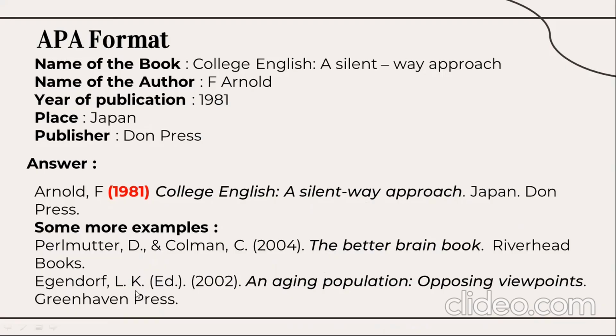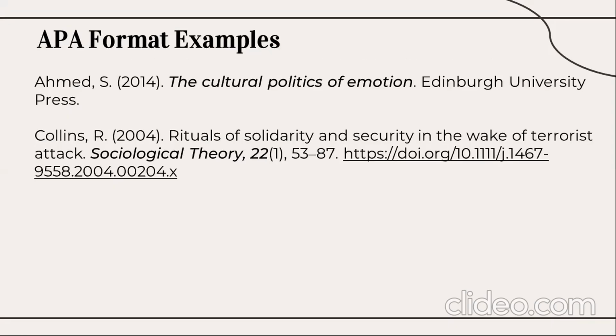Then we have an edited book also by LK Gendorf. So Gendorf, comma LK, in the bracket edited. If it's an edited one, we write the short form ed dot. When was it published? 2002. What's the name of the book? An Aging Population Opposing Viewpoints. Who is the publisher? Green Haven Press. So this is the basic difference between APA and MLA.